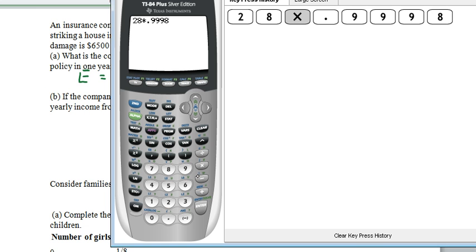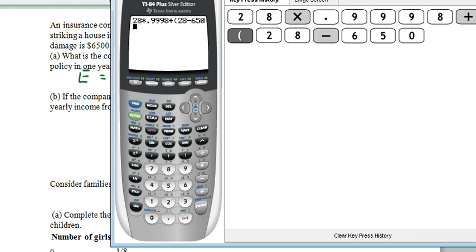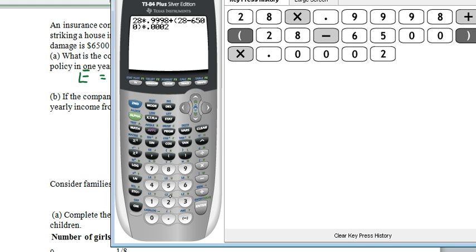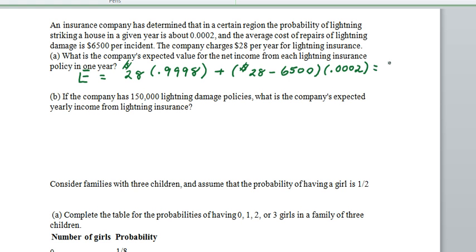0.9998 plus parentheses 28 minus 6,500 times 0.0002. Which is about $26.70. That's the expected value from each of the policies.